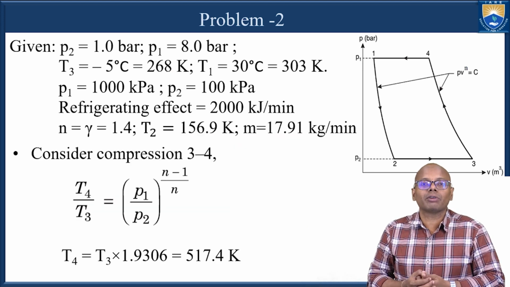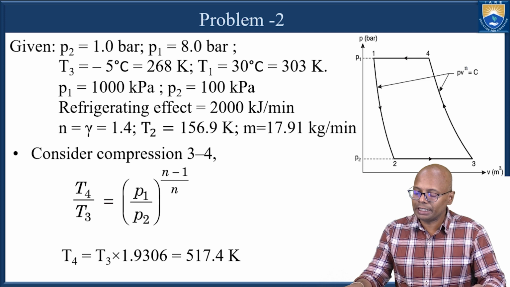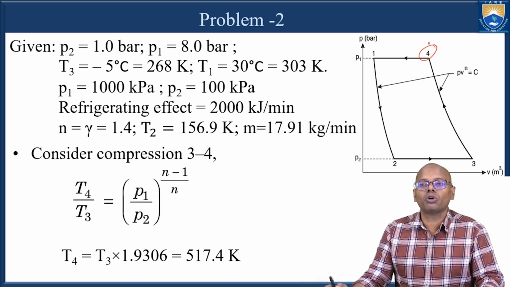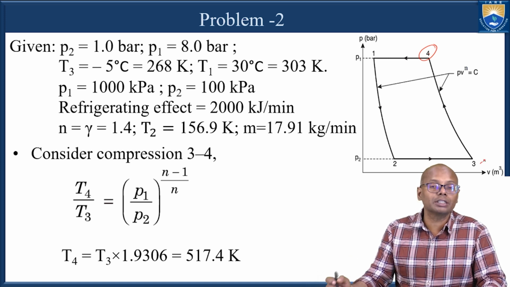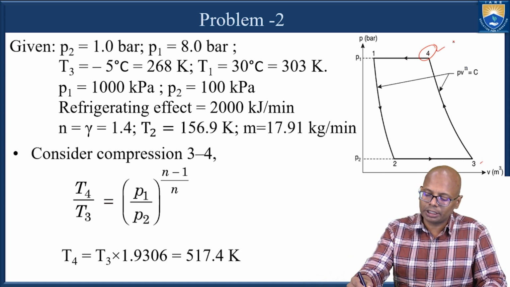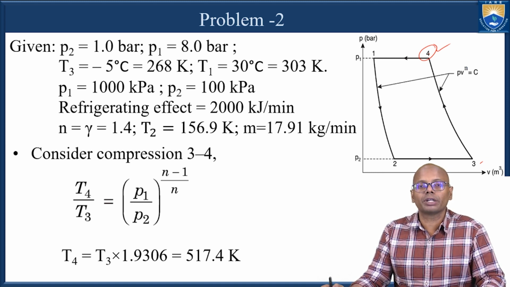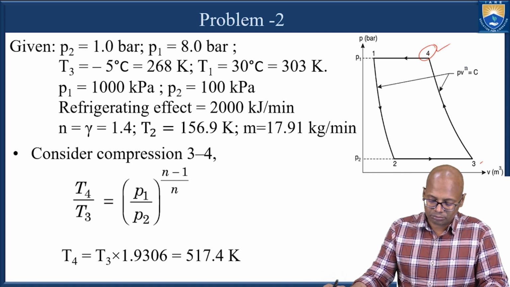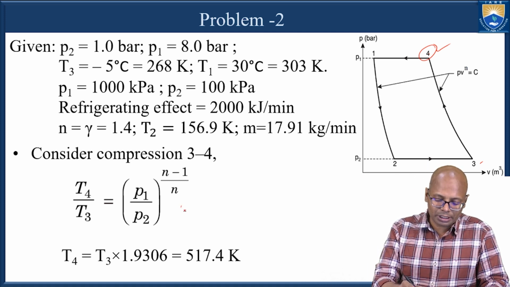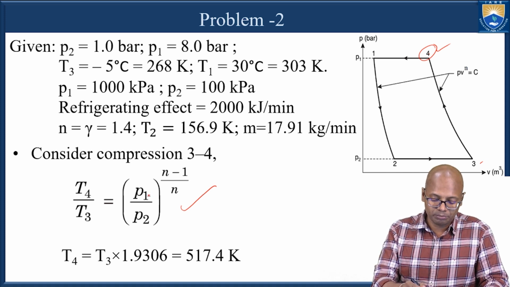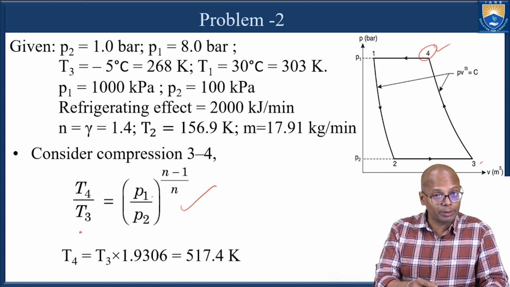Now the compressor work. For finding the compressor work, I need to find the temperature at point 4. I know the inlet temperature for the compressor. If I know the temperature at the outlet of the compressor, I can find out the compressor work. So again I am using the same formula. T4 by T3 is equal to, what is T4 by T3?